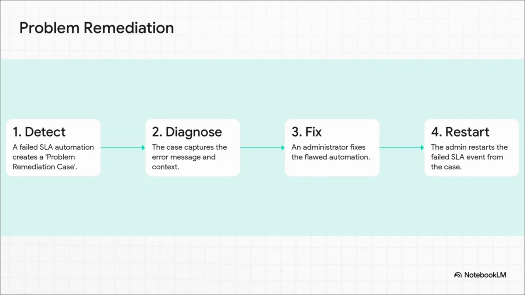And here's why. There's a built-in safety net. If an SLA escalation fails for any reason, Launchpad automatically creates a special problem remediation case for an admin. That case has all the gory details, the error message, what it was trying to do, everything. The admin can then go fix the root cause, and then, right from that same case, they can just click a button to restart the failed event. Nothing ever gets lost in the shuffle.